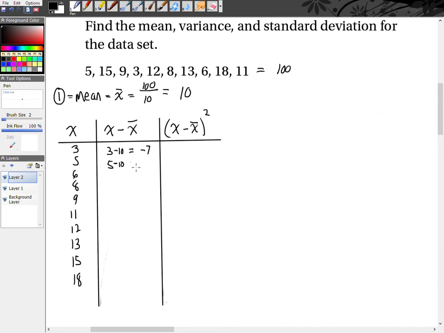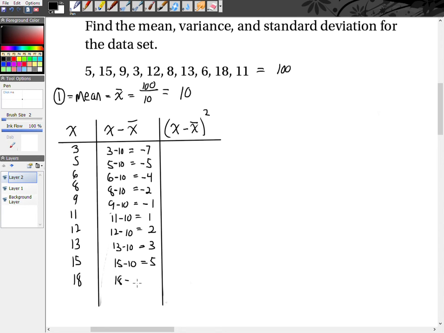5 minus 10 equals negative 5. 6 minus 10 equals negative 4. 8 minus 10 equals negative 2. 9 minus 10 equals negative 1. 11 minus 10 equals 1. 12 minus 10 equals 2. 13 minus 10 equals 3. 15 minus 10 equals 5. And 18 minus 10 equals 8.